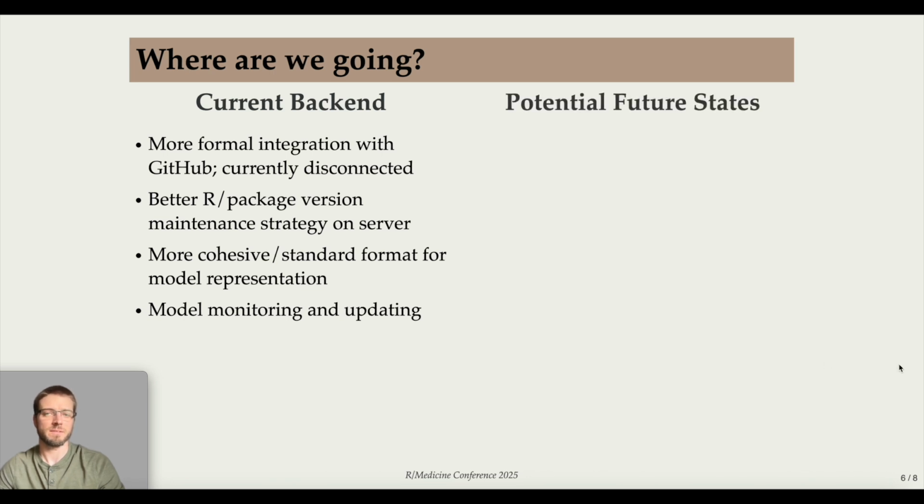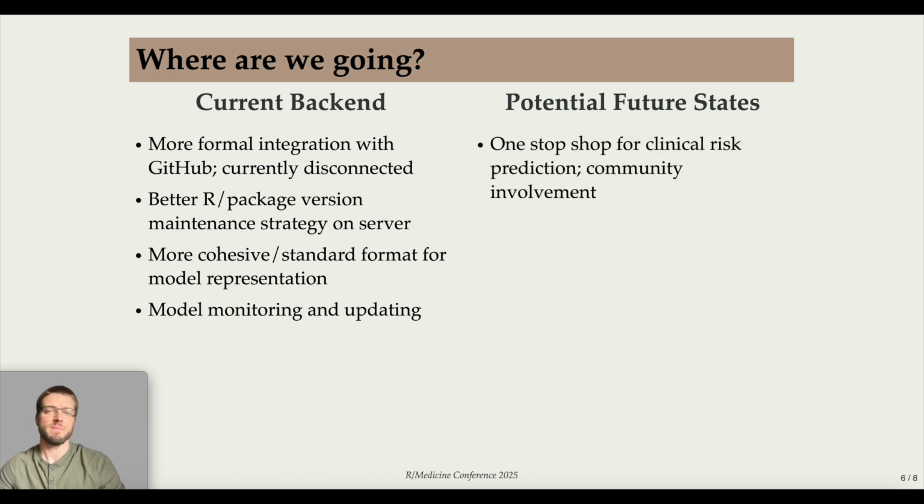And then thinking more broadly about future states with this risk calculator platform, can we make it more of a one-stop shop for clinical risk prediction? How can we get more community involvement, whether that's for outsourcing validations for different models and then posting those validation scores from different parts of the globe to see how this model is performing, and maybe upvoting or ranking model performance, or grouping collections of similar models together, because there are a lot out there.